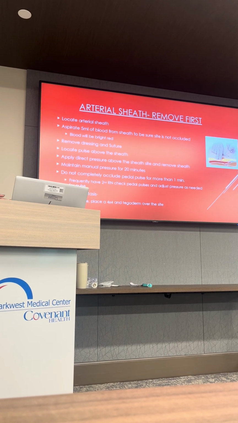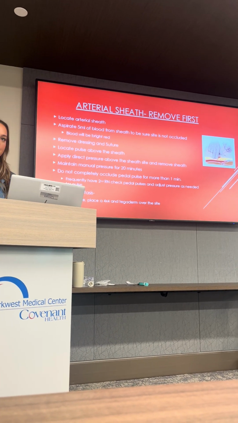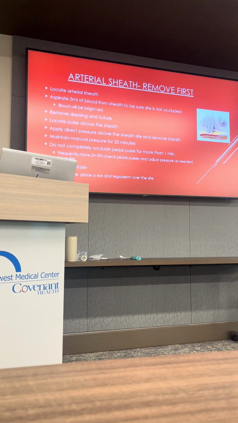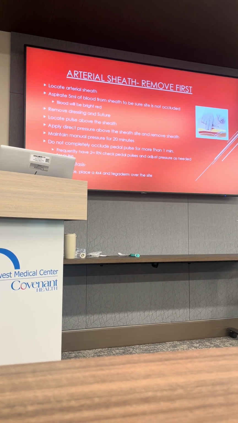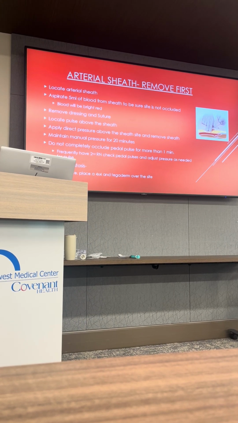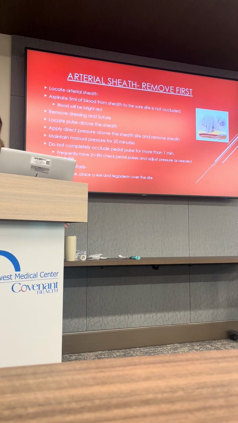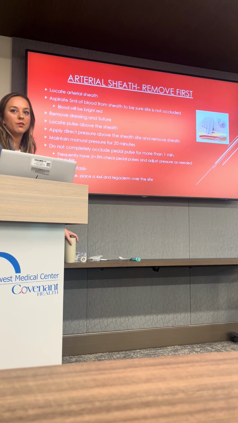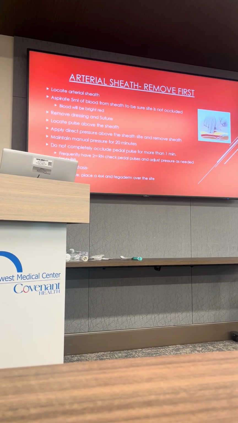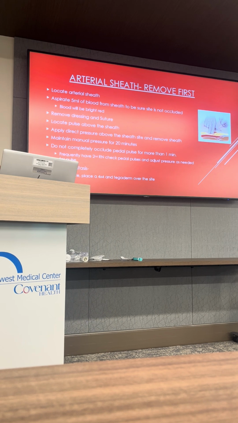When we're looking at patients who have sheaths in place, especially multiple, the first thing we want to do is pull the arterial first. So you're going to locate it versus the venous. Does anyone have any techniques on how they determine which one's arterial versus venous when your patient has more than one? Okay, good. So the lateral one's arterial.